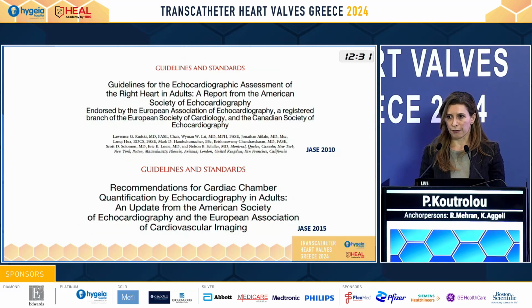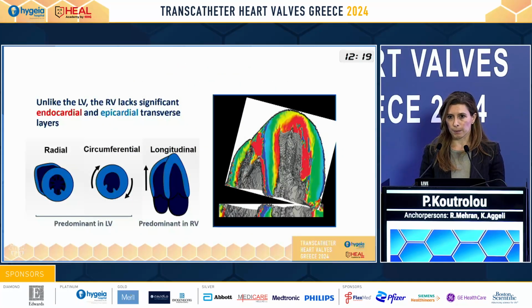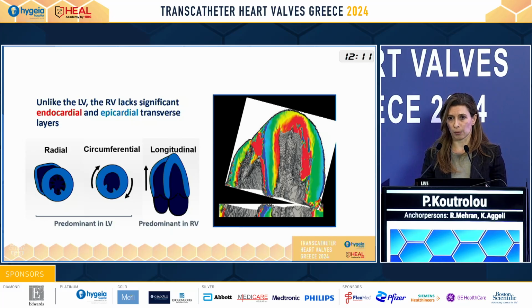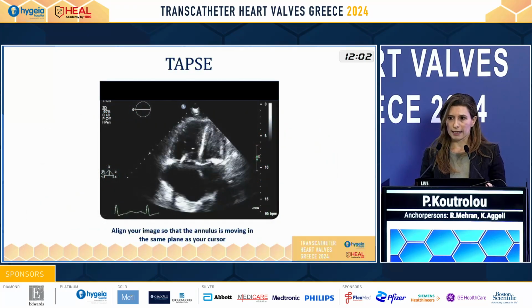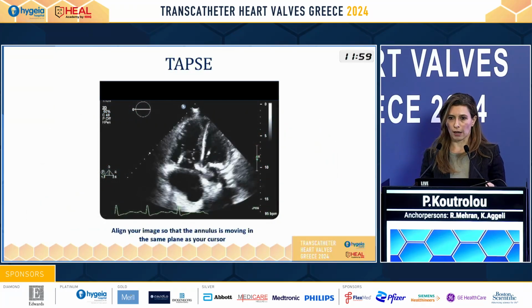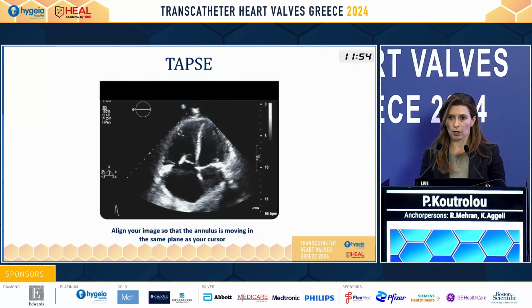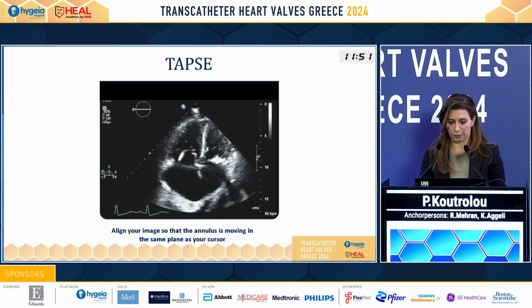In regards to the RV function now, we have older but also more recent guidelines that give us a lot of information about how we can measure, as well as a lot of literature. Just a reminder that the right ventricle is a little bit different from the left ventricle. The right ventricle actually has a lot of longitudinal movement. However, the left ventricle has all three: longitudinal, radial, and circumferential. This is exactly what we want to evaluate in the RV in regards to the systolic function, the TAPSE. We actually evaluate the longitudinal movement of the right ventricle.